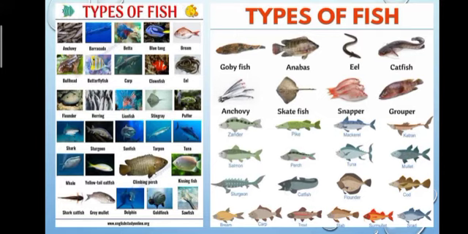So other types of fish include goby fish, anabas, eel, catfish, anchovy, skatefish, snapper, grouper, zander, pike, mackerel, catran, salmon, perch, tuna, mullet, sturgeon, catfish, flounder, cod, bream, carp, trout, slab, surmullet, and scud.